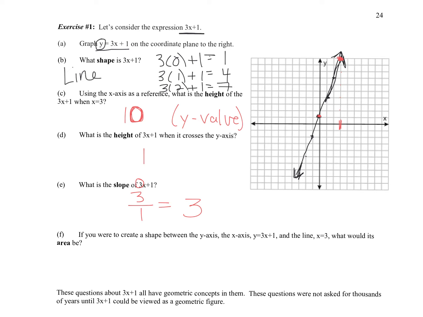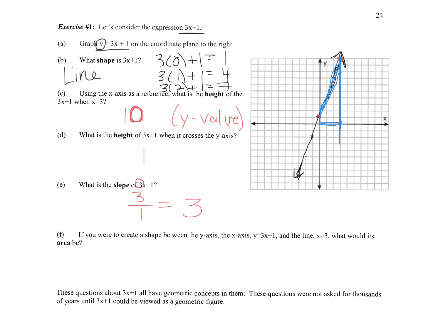So the next one is kind of weird. It says if you were to create a shape between the y-axis, the x-axis, y equals 3x plus 1, so that's our line, and the line x equals 3, what would its area be? So I'm going to draw the line x equals 3. I'm going to trace the y-axis and the x-axis, and then the function. I'm going to ask what that area is. So there's a bunch of different ways I can tackle this.